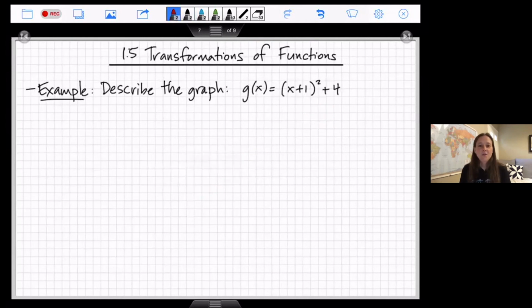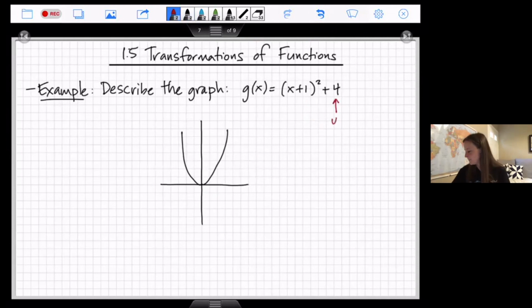All right, so here I have 2 things going on. I've got x plus 1 squared plus 4. So we're going to start off with the graph of x squared. Okay, rough sketch of x squared. There's my parabola. All right, so the plus 4 is on the outside. That means I'm going to move the graph up 4. The plus 1 on the inside means a horizontal shift. Adding, go opposite of what you think. So we're going to go to the left.